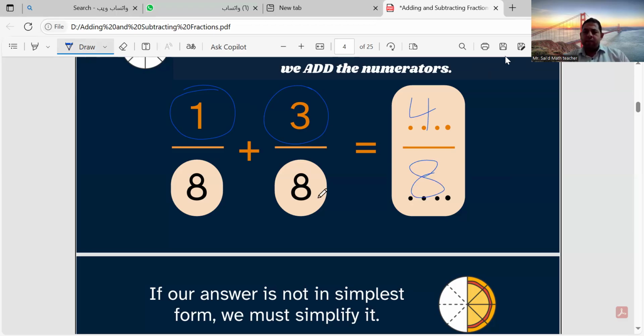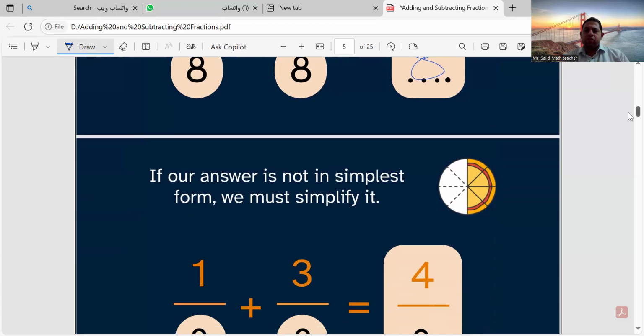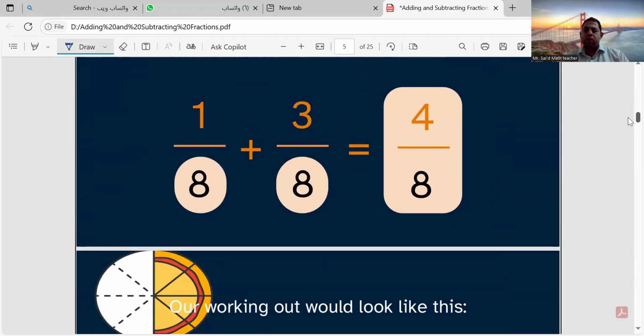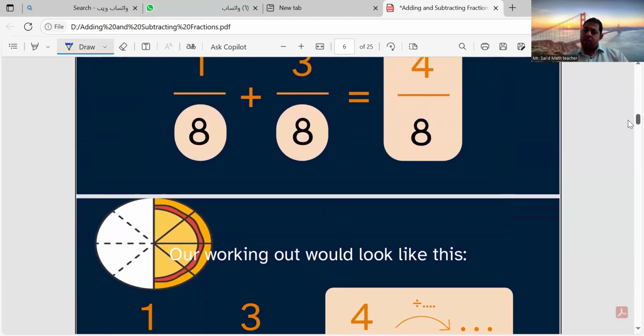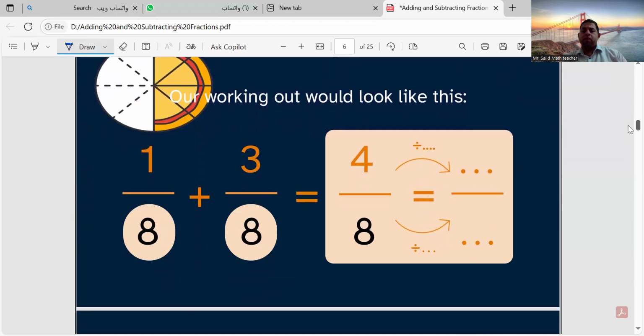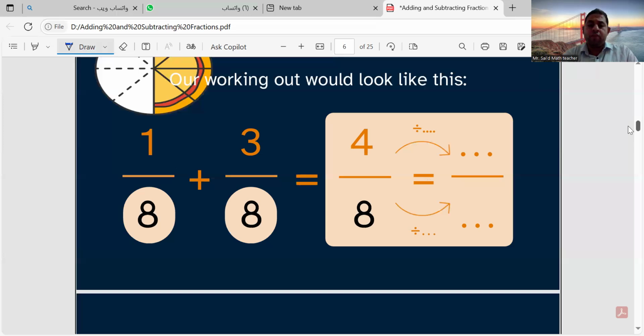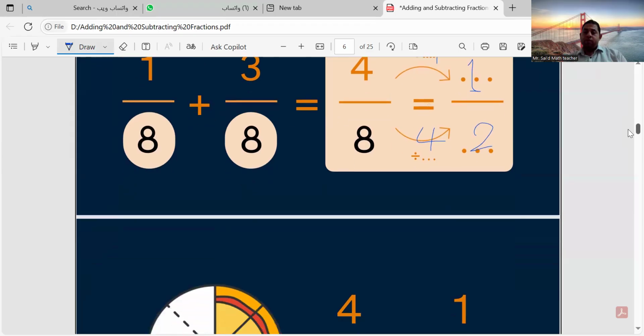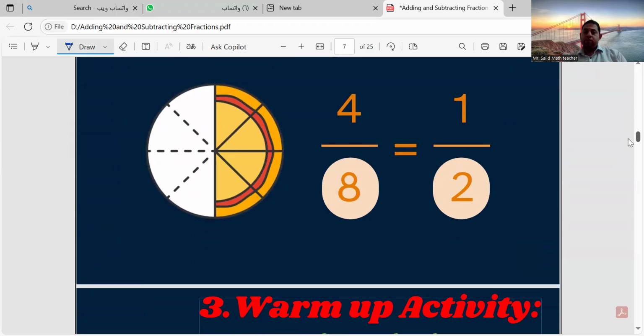But we want to make it in the simplest form because this fraction 4 out of 8 is not in the simplest form. What shall we do? Let's see. We can divide both 4 and 8 by the HCF. The HCF for 4 and 8, we remember it from the last lesson. We can divide by 4. So 4 divided by 4 is 1, and 8 divided by 4 is 2. Okay? I hope you understand this point. Let's go for another point.